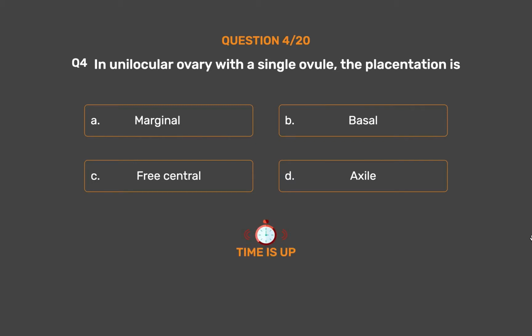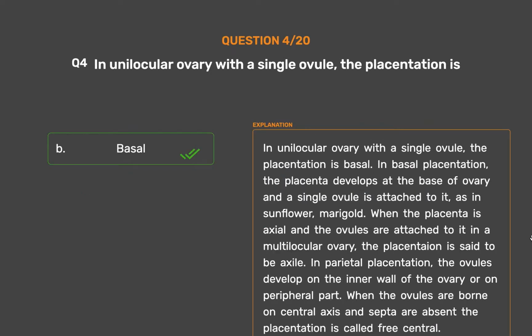The correct answer is Option B. Basal. In unilocular ovary with a single ovule, the placentation is basal. In basal placentation, the placenta develops at the base of ovary and a single ovule is attached to it, as in sunflower, marigold. When the placenta is axial and the ovules are attached to it in a multilocular ovary, the placenta is said to be axile. In parietal placentation, the ovules develop on the inner wall of the ovary or on peripheral part. When the ovules are borne on central axis and septa are absent, the placentation is called free central.